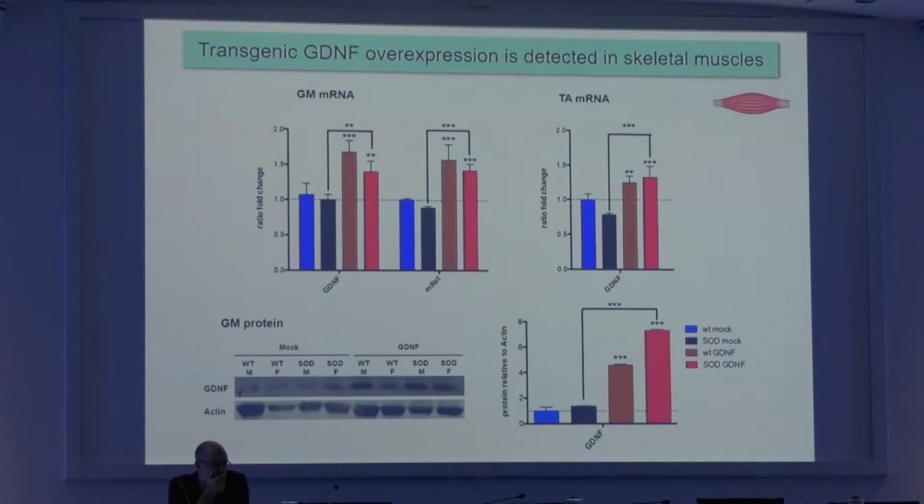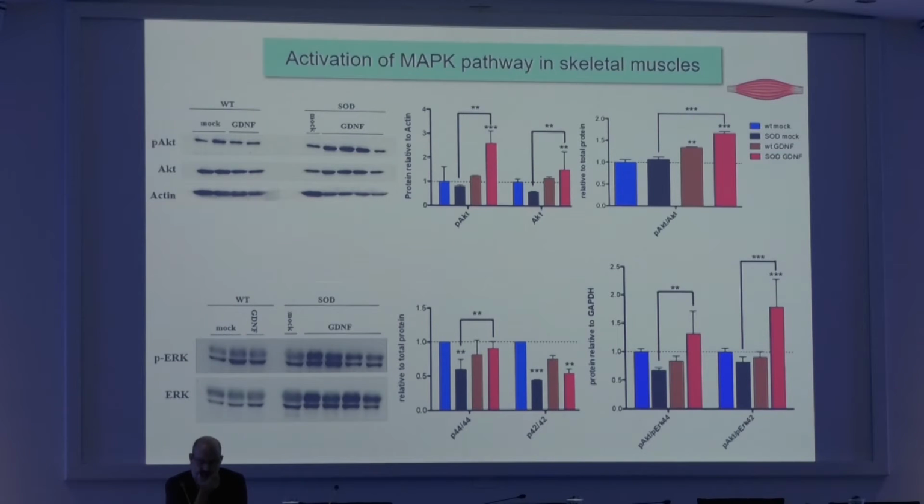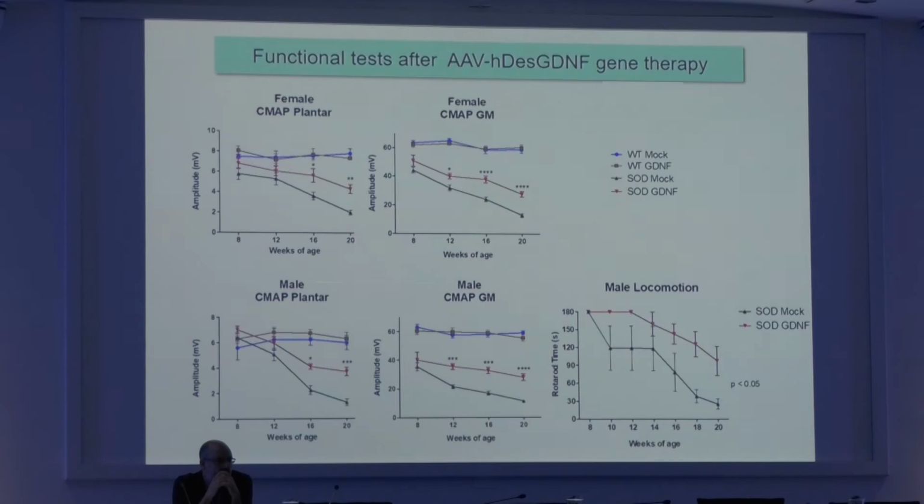So we could demonstrate an increased expression of GDNF in different muscles, here gastrocnemius and tibialis, similarly as we have seen with luciferase, at both mRNA and protein levels. And more importantly, we also saw an increase in the expression of RET, which is a core receptor for GDNF. Consistent with this increased expression of the receptor, we also see an increase in phosphorylation of AKT and ERK, which indicates that we have activated survival signaling pathways in this muscle.